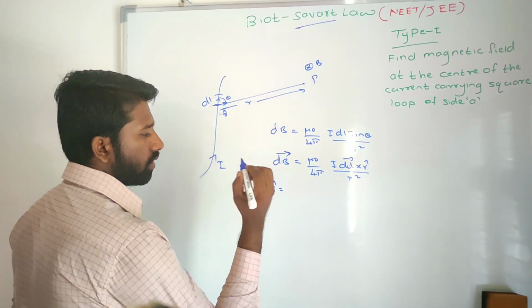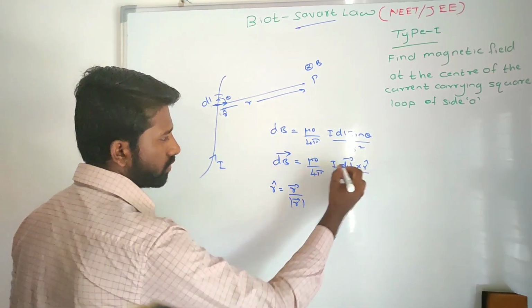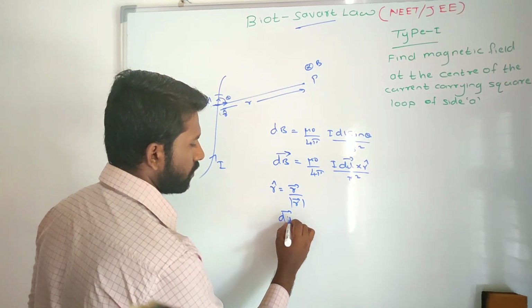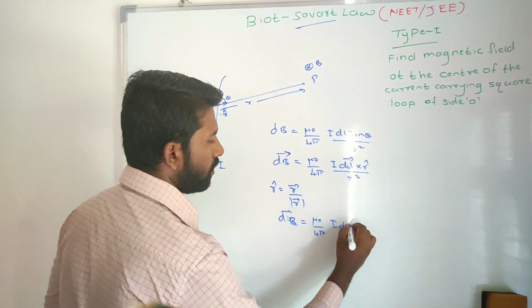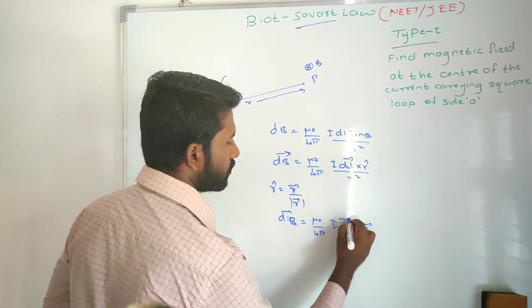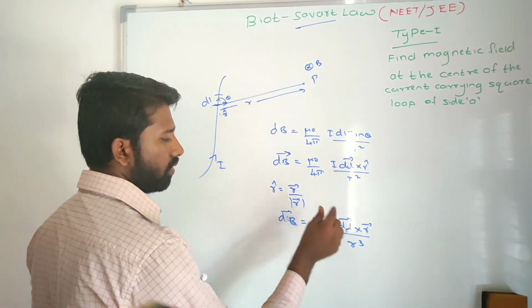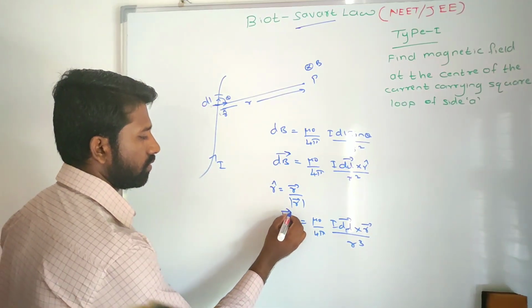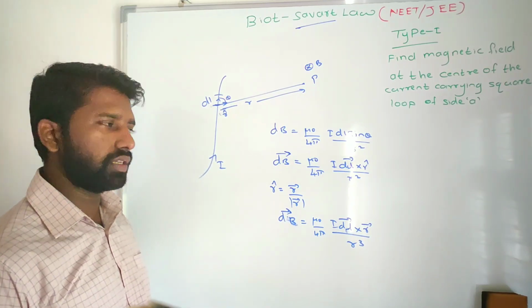What is r cap? r cap is equal to r vector divided by modulus of r vector. This I will substitute here. Then I will get dB equal to mu 0 divided by 4 pi, I dl cross r vector divided by r cube. So the modulus of r comes to the denominator. This is also another expression. Clear? Next we will see some cases.